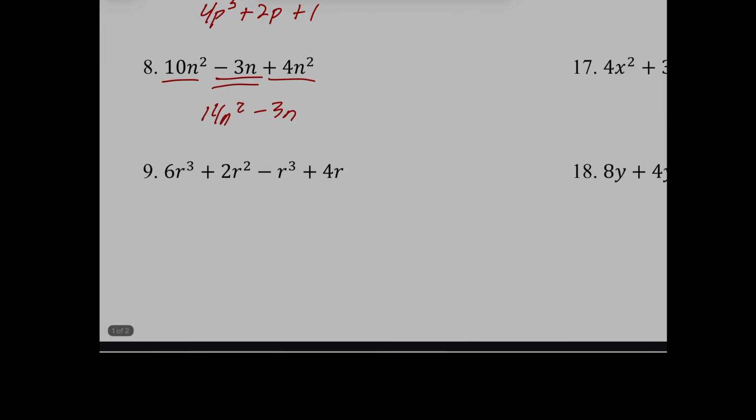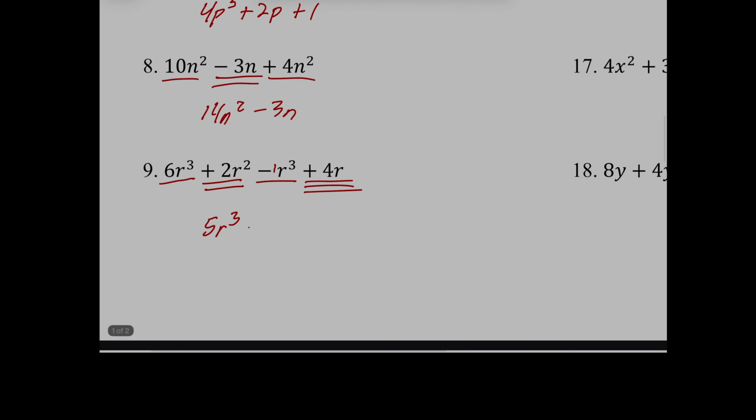So now, number 9, I have an r cubed. I have an r squared. I have an r cubed. He got a single underline. And I just have an r. Okay, he didn't have anybody to play with. So I can combine my r cubes. Remember, that's like a 1 out in front, right? 6r cubed minus 1r cubed would be 5r cubed. Okay, and then I have a plus 2r squared plus a 4r.